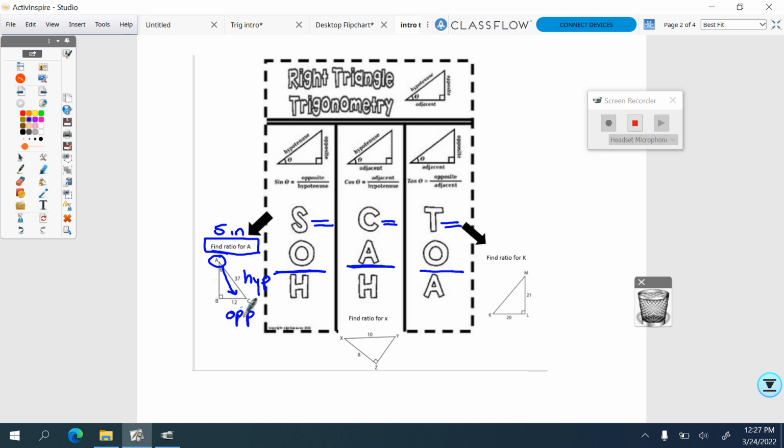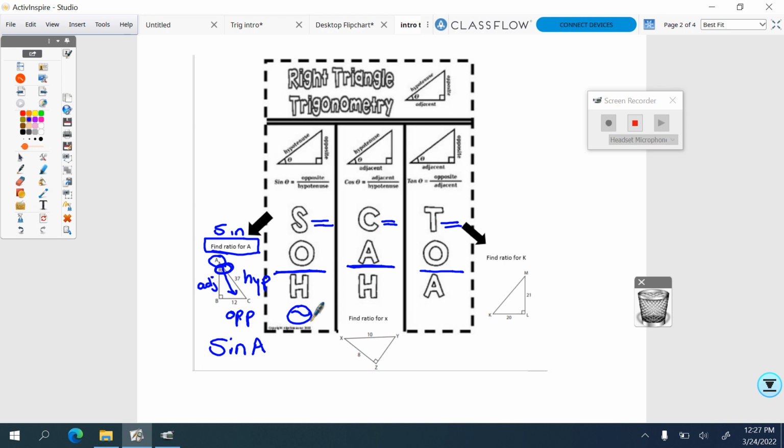And my adjacent is here. So if I want the sine, it's going to be opposite over hypotenuse. So the sine, and we can do capital A, or notice that it's labeled with theta, that symbol. Let me draw that symbol. That symbol is called theta.